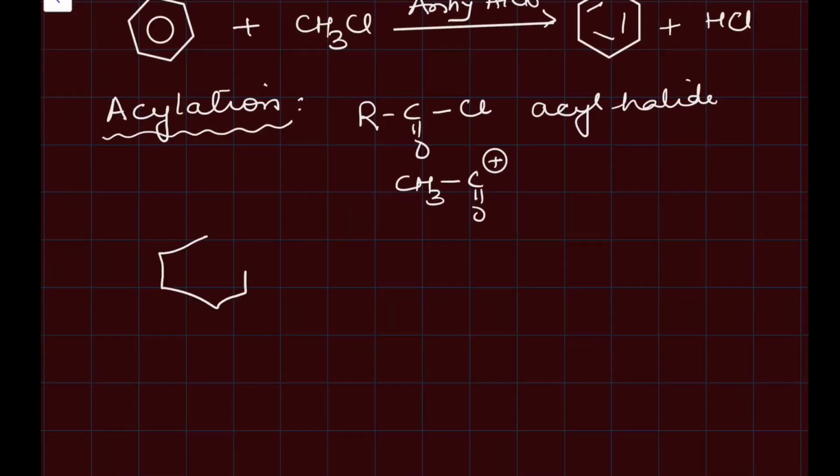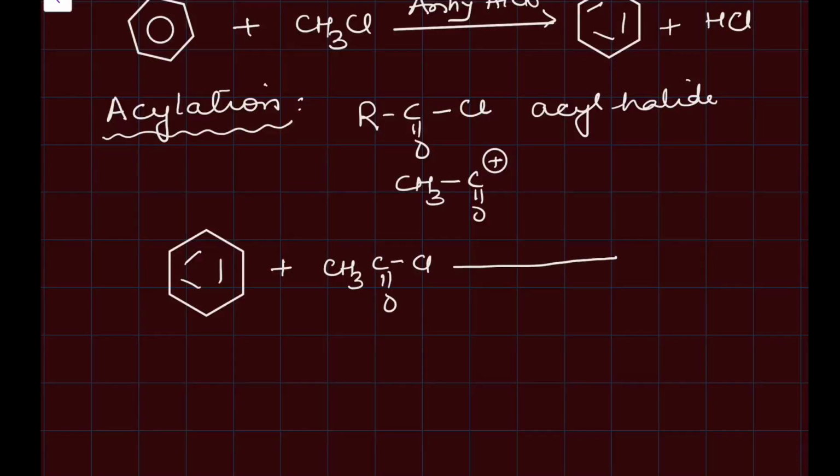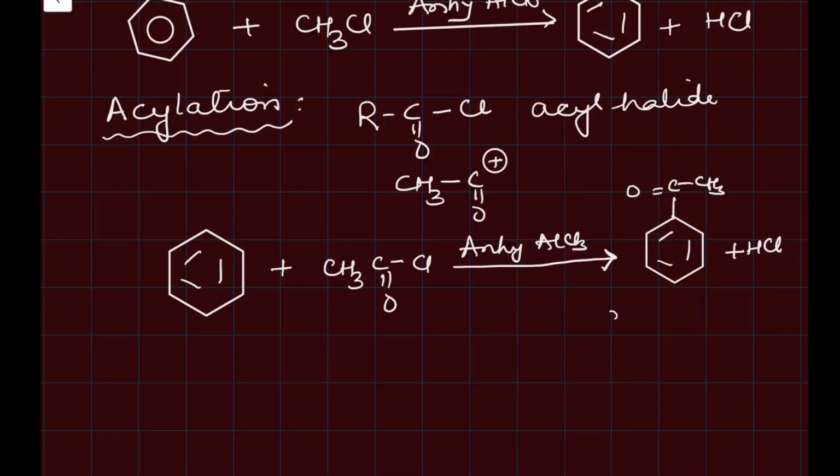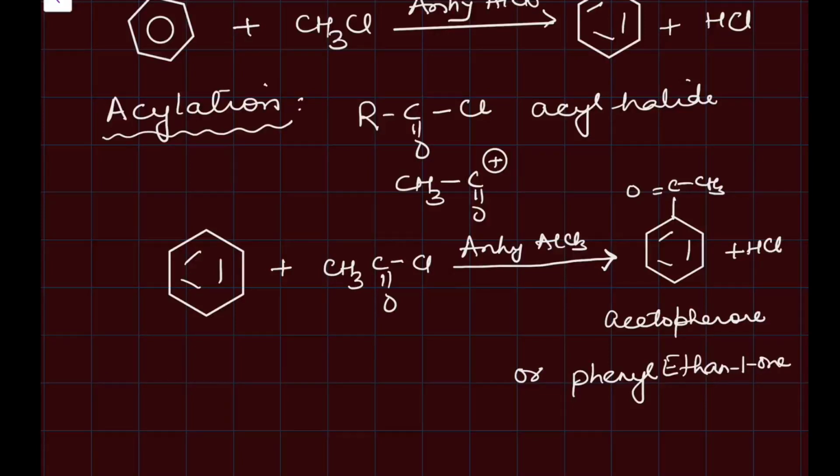So again, we start with benzene, reacted with acyl halide in presence of anhydrous AlCl3, and the electrophile generated will be acyl. Plus HCl. It is going to be acetophenone or phenyl ethan-1-one. So these are the substitution reactions.